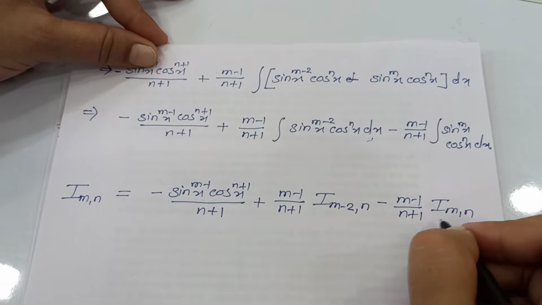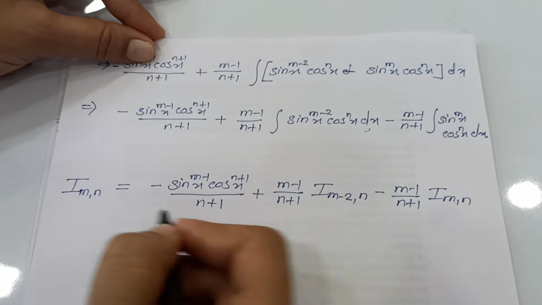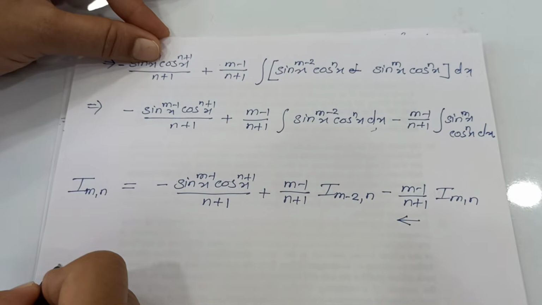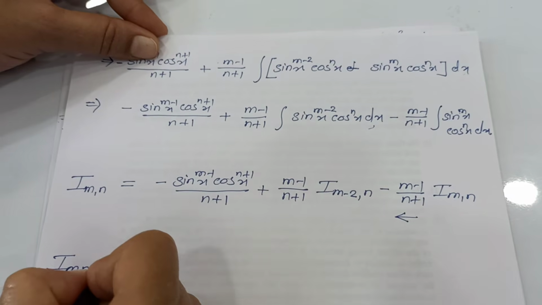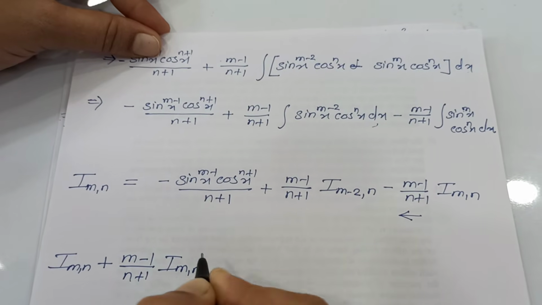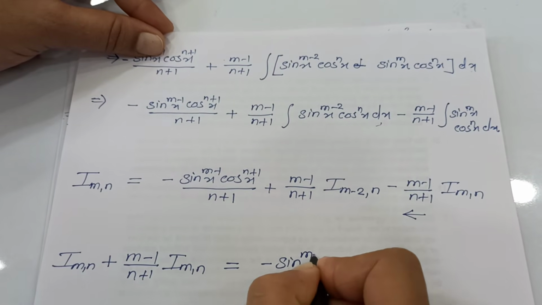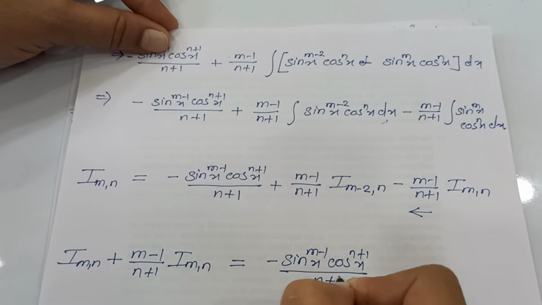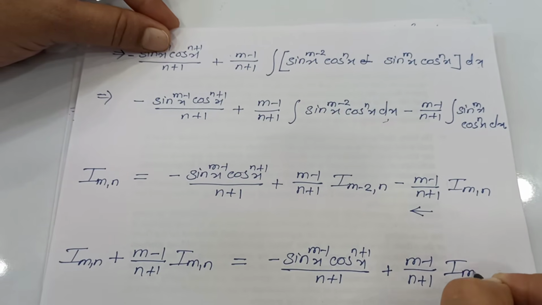Now if you see, on the right hand side we have I m n term, on the left hand side we also have I m n term. Okay, so let's bring I m n term together on one side. So let's shift this term to the left hand side. So this gives me I m n minus will become plus this side, m minus 1 upon n plus 1 I m comma n is equals to, now the remaining term as it is on this side, I m minus 2.